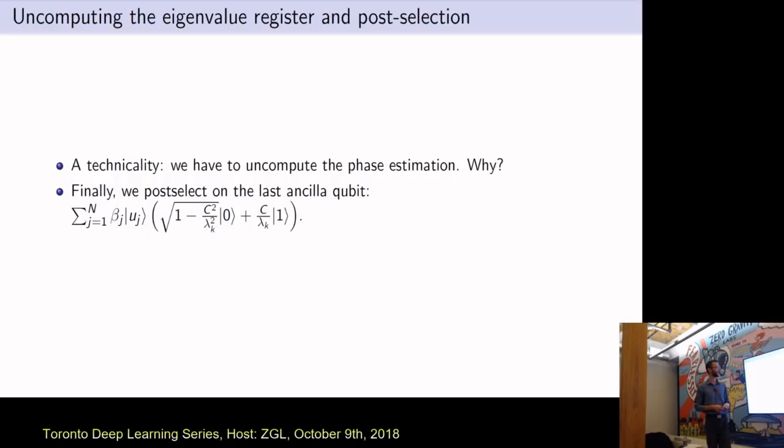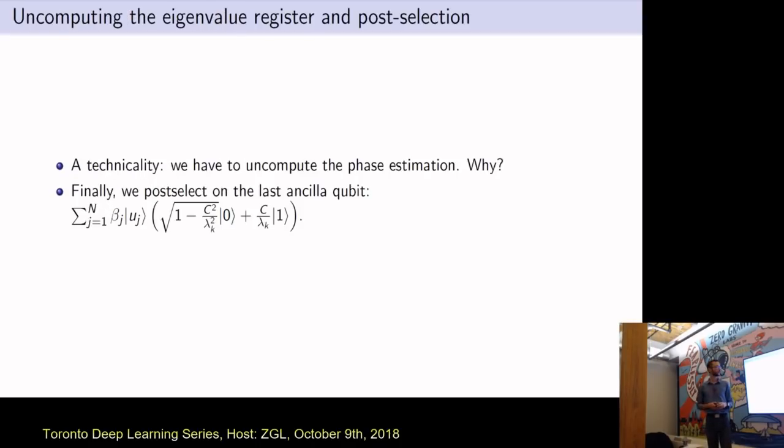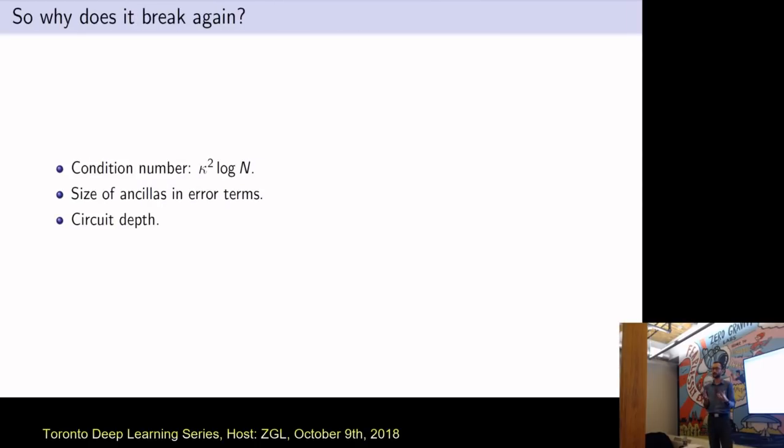I don't know what it is. Okay. All right. That's the full algorithm. So once you do this post selection, so you measure out, you get the answer 1, then you know that you can use the rest of the state as the result of your calculation. So you inverted the matrix, and then you can start sampling them.